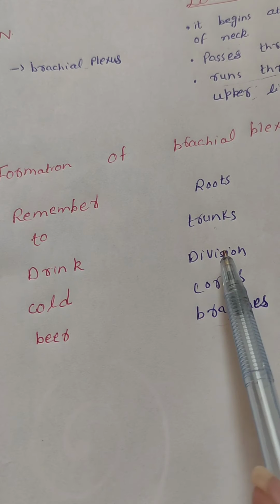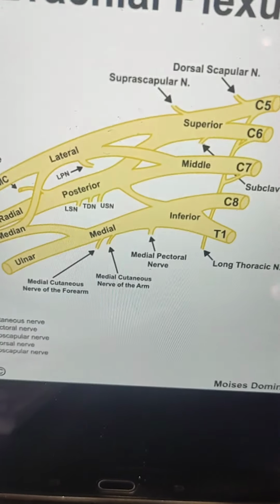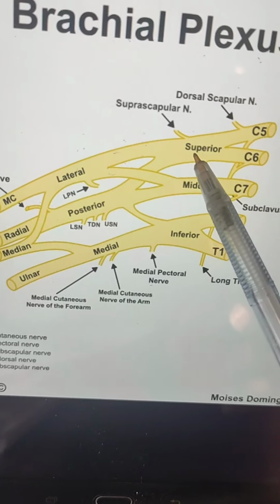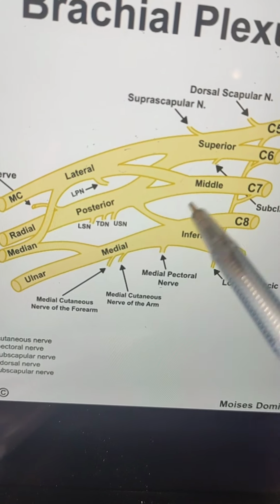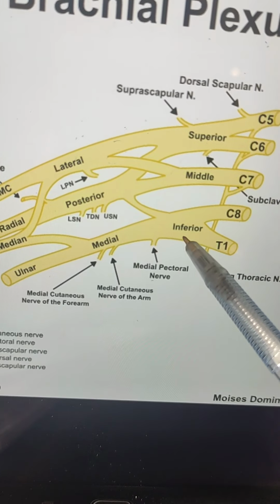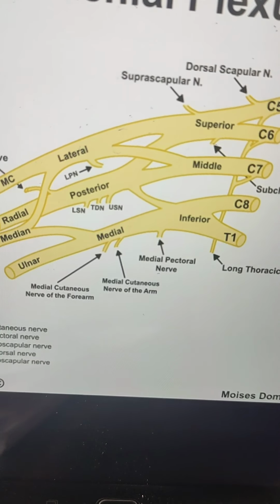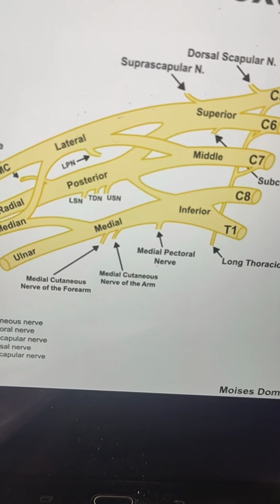These trunks are now going to be divided into divisions. So all the trunks are going to divide into anterior division and posterior division. Superior is going to divide into anterior and posterior, middle the same, and inferior is also going to be divided into anterior and posterior division. These divisions are going to form the cords.